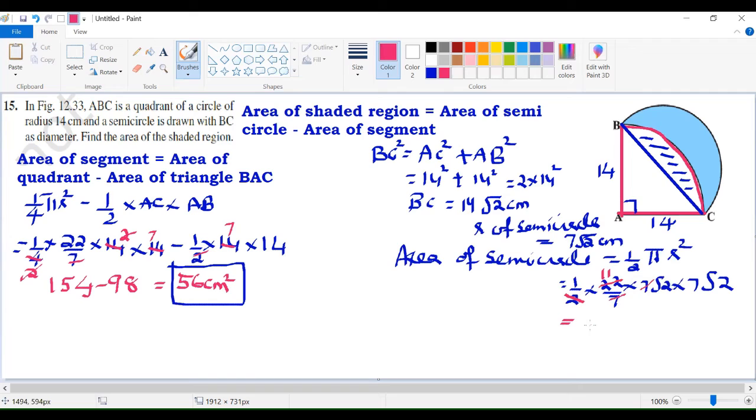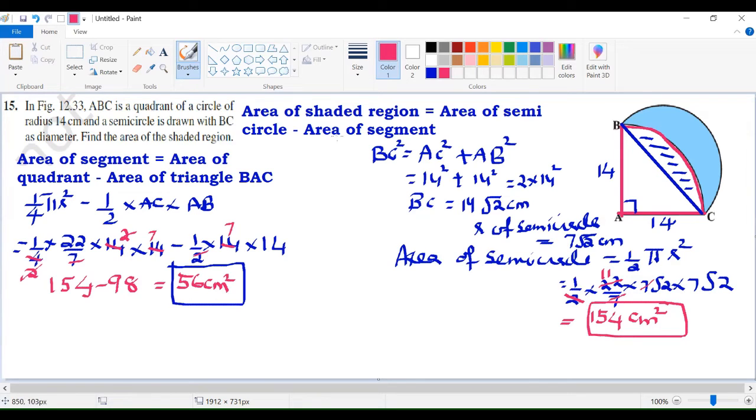So what we will get? Root 2 into root 2 is 2. So 2 into 7, 14. Now 11 into 14, what we will get? 11 into 14, 154. So this is 154 centimeters square.